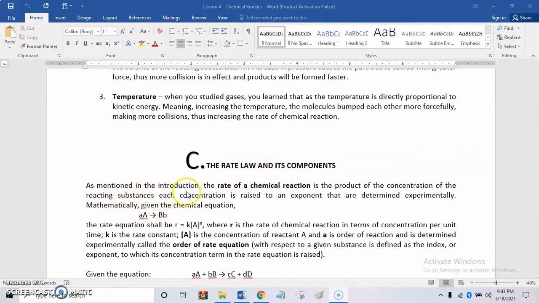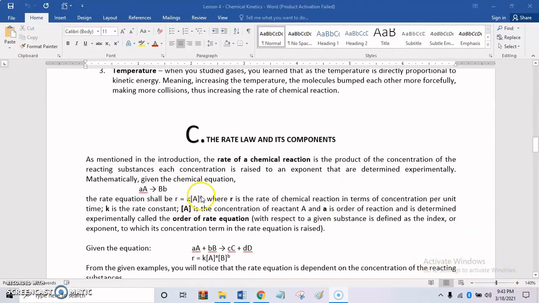Next topic is the rate law and its components. As mentioned in the introduction, the rate of a chemical reaction is the product of the concentrations of the reacting substances. Each concentration is raised to an exponent that is determined experimentally. Mathematically, given the chemical equation, mole A of reactant A gives mole B of reactant B, the rate equation is R equals constant k times the concentration of A raised to the power of its mole.